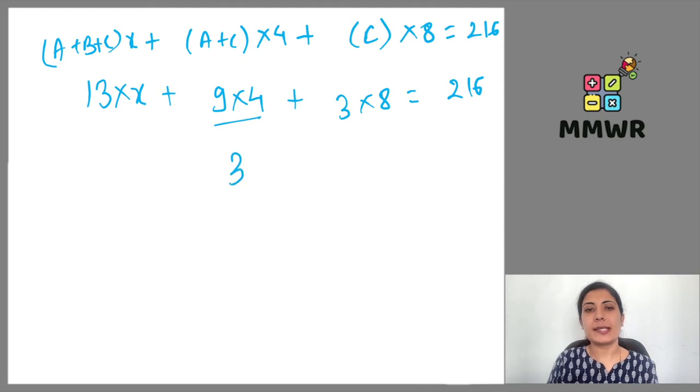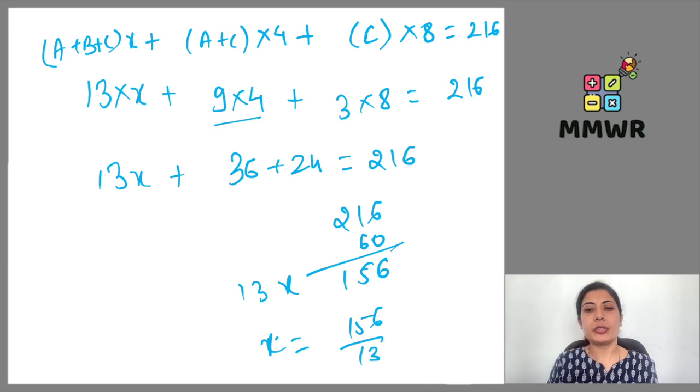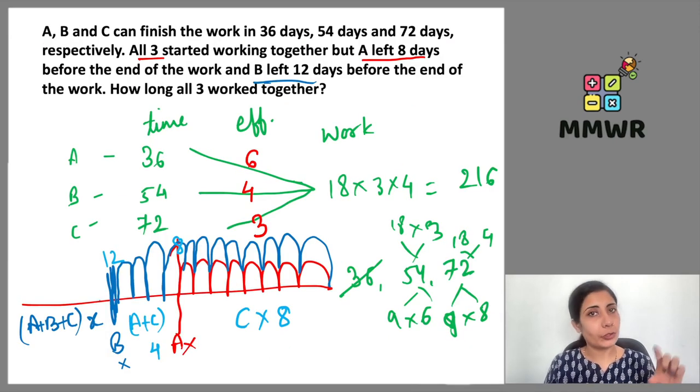This gives me 36 and 24. When I add this, it gives us 60. So 216 minus 60 gives me 156, which is equivalent to 13x. So the value for x is going to be 156 divided by 13, which gives me 12. 13 ones are 13, 13 twos are 26. Okay. So for 12 days they were working together. All three of them were working for 12 days.